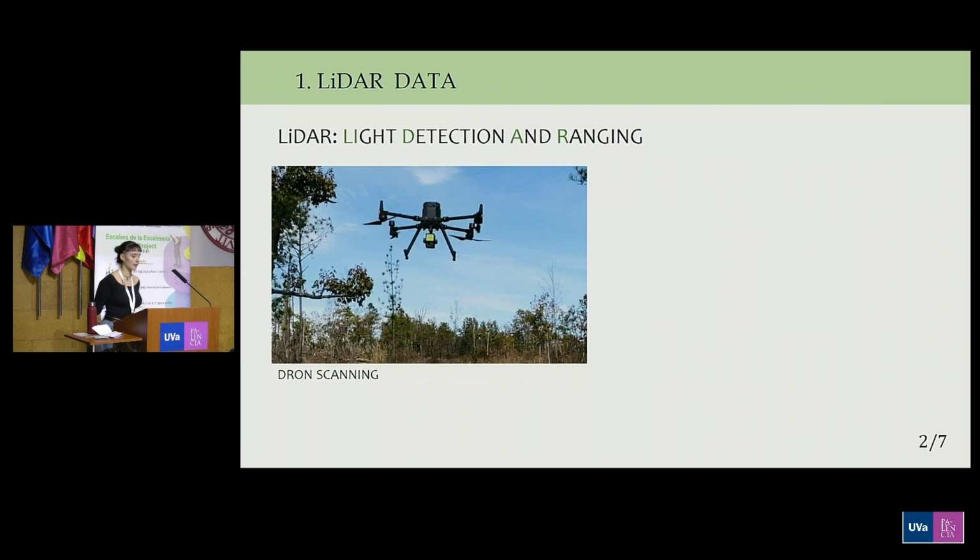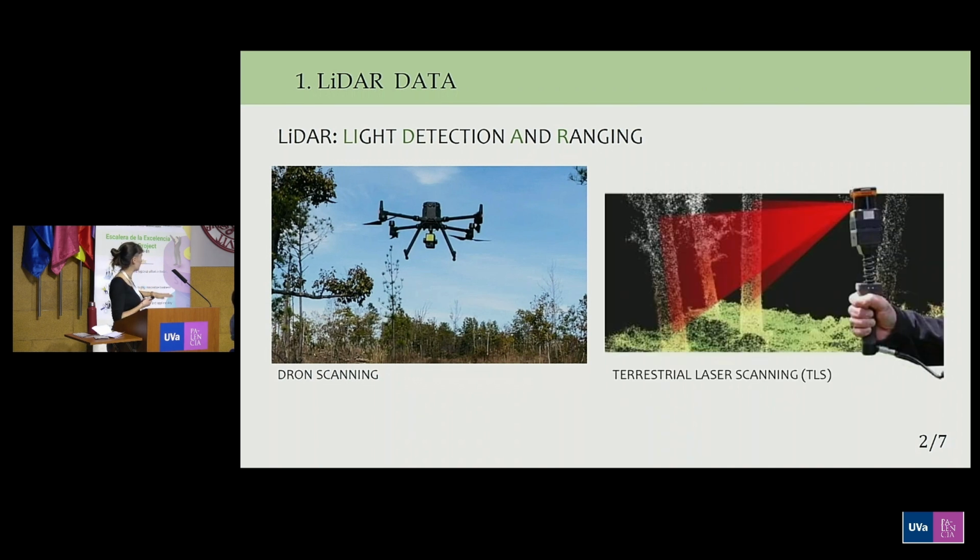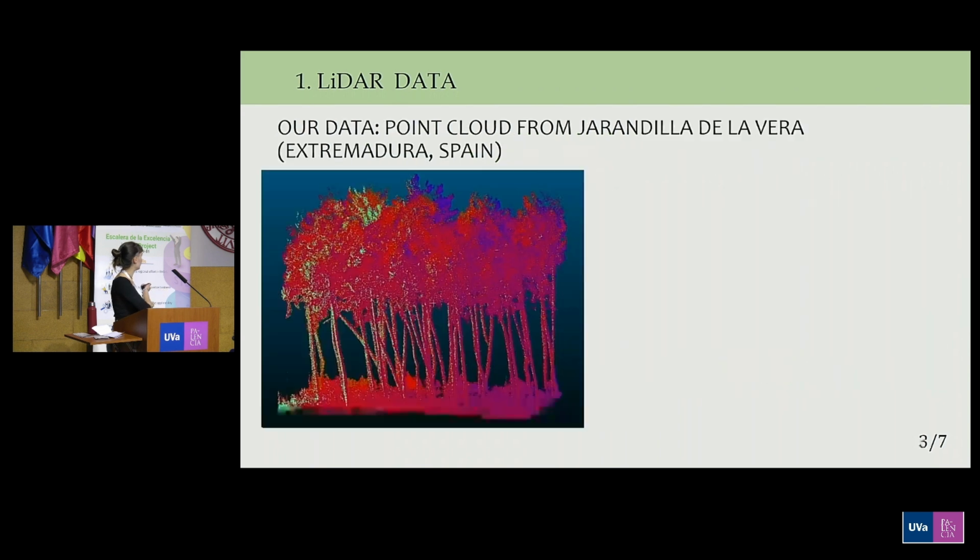So first of all, LiDAR data. Maybe some of you are already familiar with LiDAR technology. LiDAR is the acronym for light detection and ranging. The idea of LiDAR is that we can scan a surface to get a point cloud of it. And as Mohammed said, we can do it by flying over a forest from above and getting a map of it. But we can also do it from below canopy with TLS, terrestrial laser scanning, and with this handheld scanner, we scan the forest below canopy.